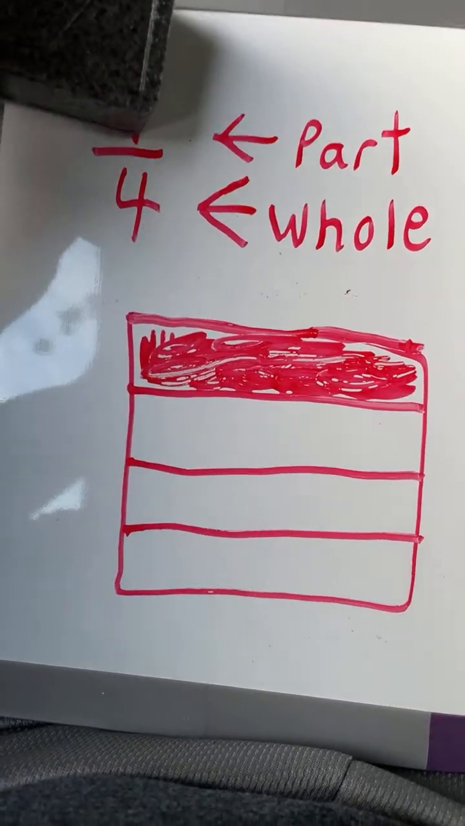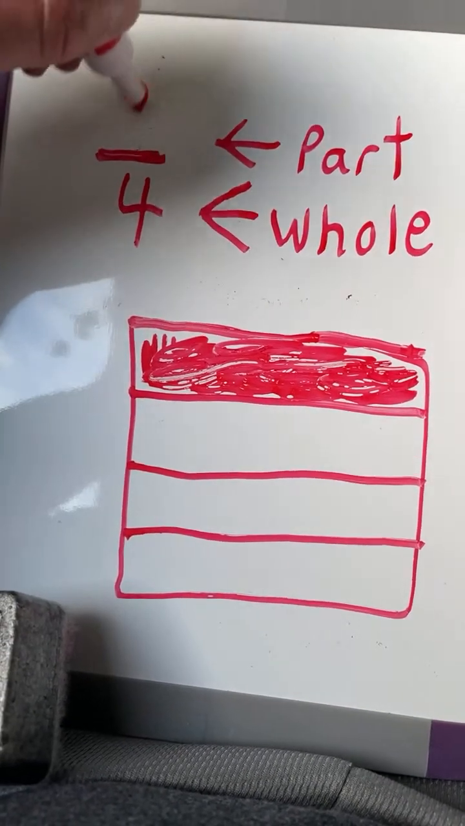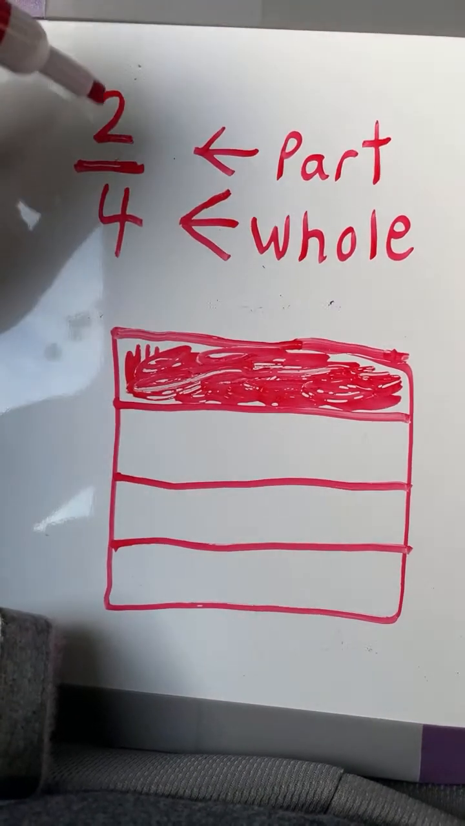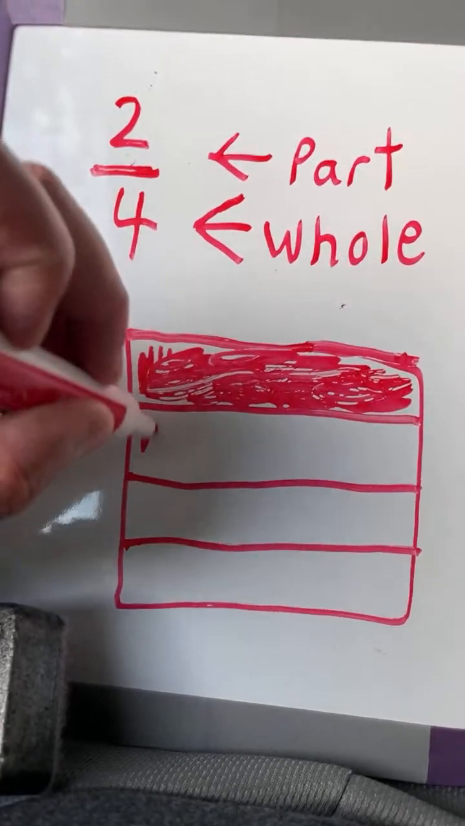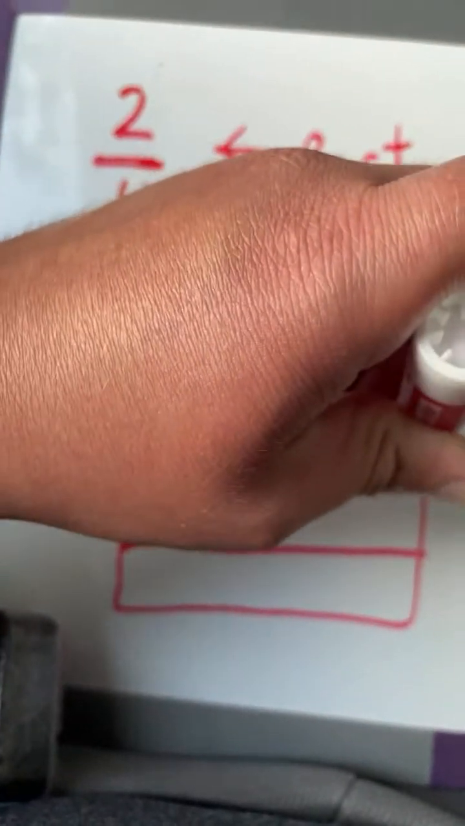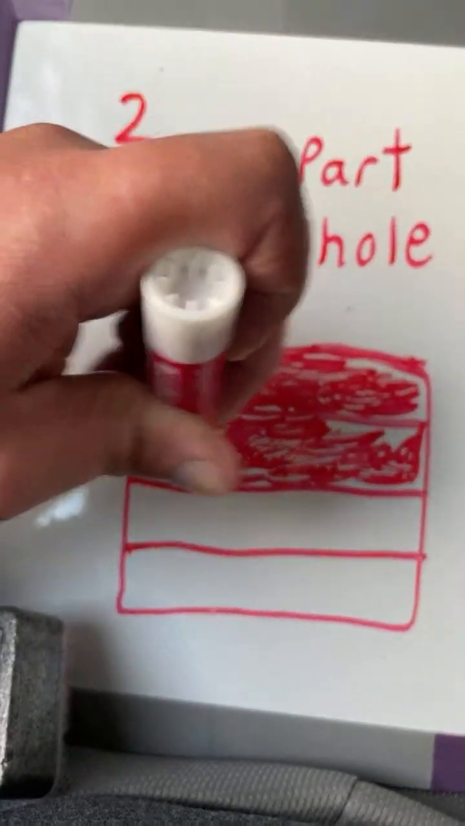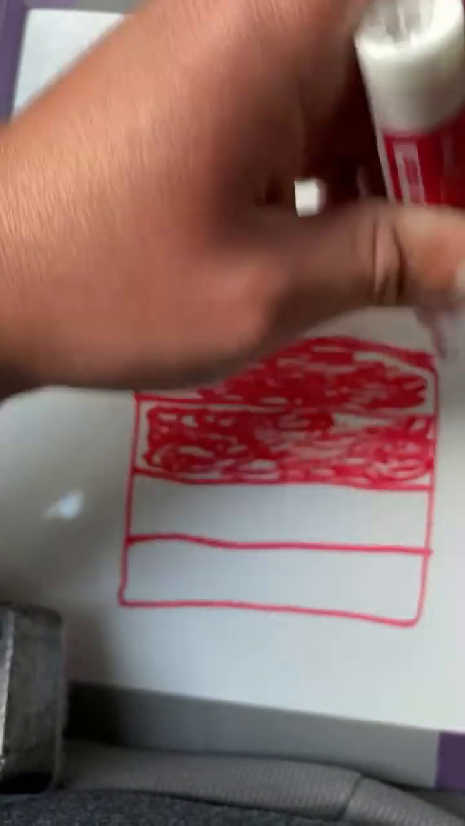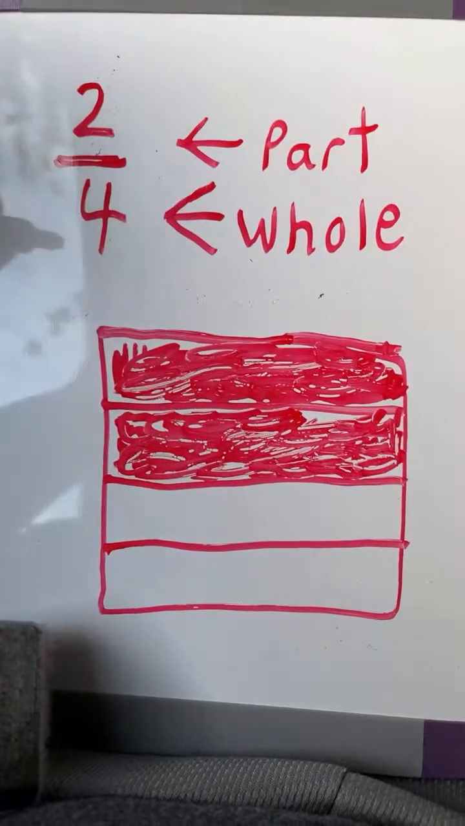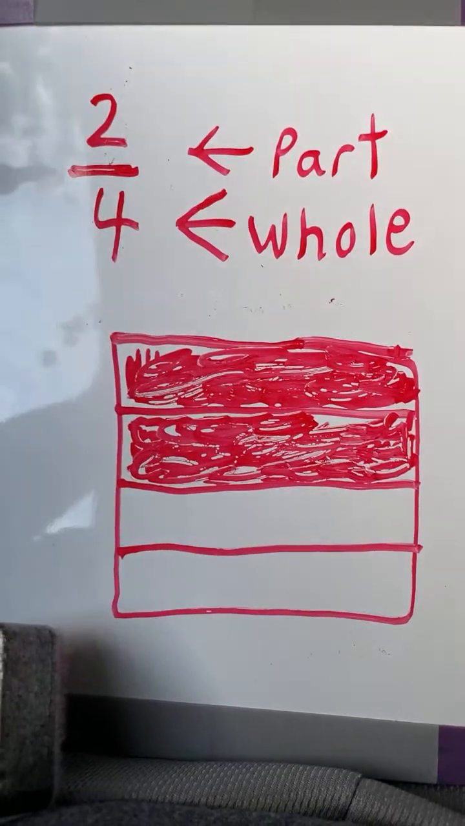Now let's see what 2/4 would look like. So if we have 2/4, we still have 4 total parts, but 2 out of those 4 parts would be filled. So this is the fraction model representing 2/4. We have 4 total parts, and 2 out of those 4 parts are filled.